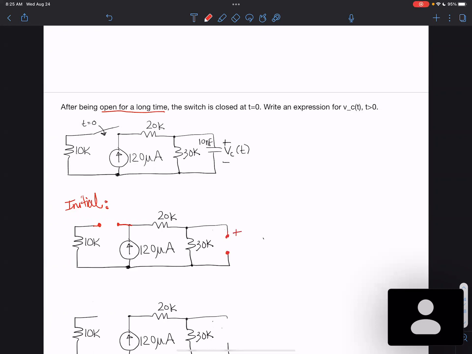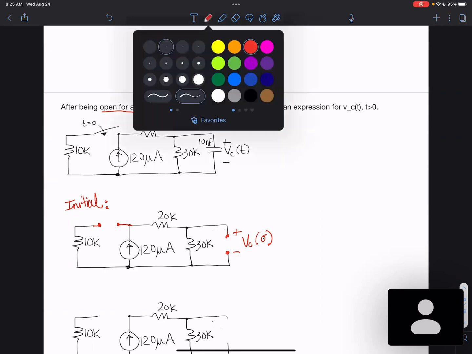So I label the VC of t the same. So this is going to be VC of 0 minus, meaning before the switch happens. So that's what the 0 minus means. And the 0 plus would be after the switch is moved. So that's going to be my initial value for VC. And so I noticed here that that is the same.